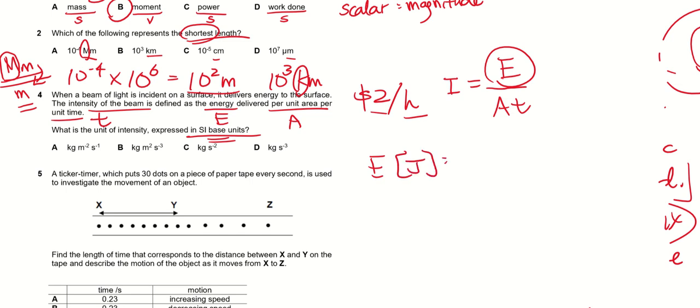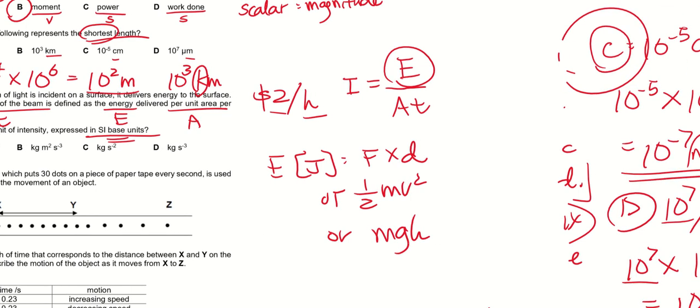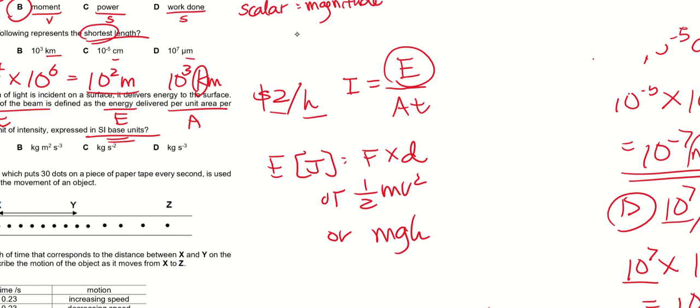And how do we get energy? Energy is equal to force times distance moved in the direction of the force, or we can use half mv squared, which is kinetic energy, or we can use mgh. So will we all arrive at the same unit? Let's see. I'm going to use this to teach you all this: force times distance, half mv squared and mgh.